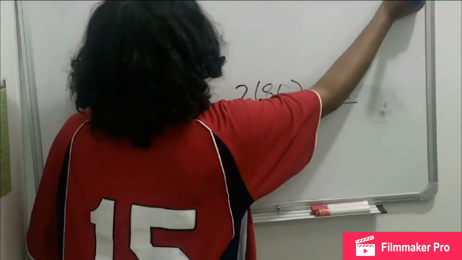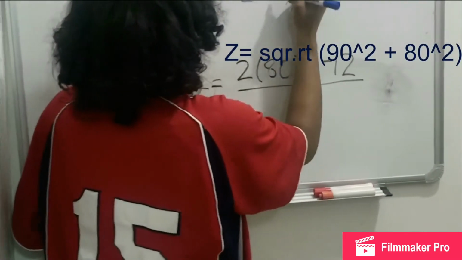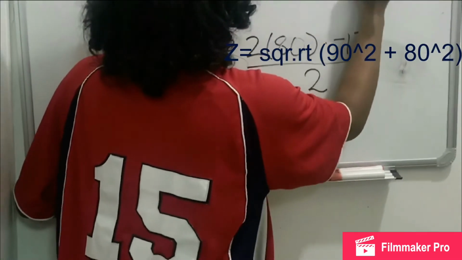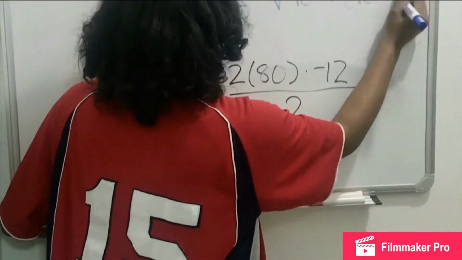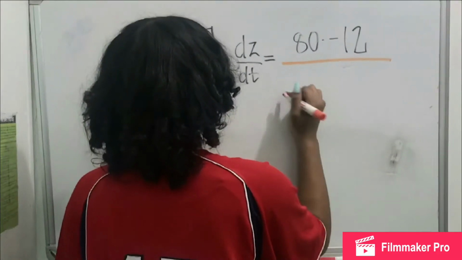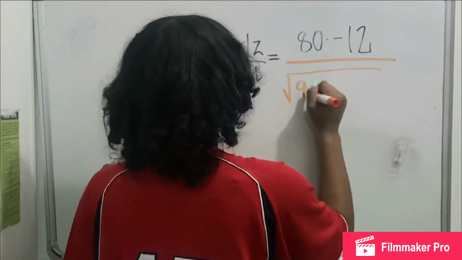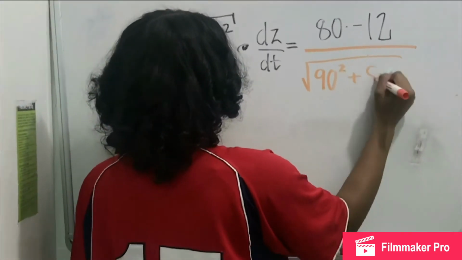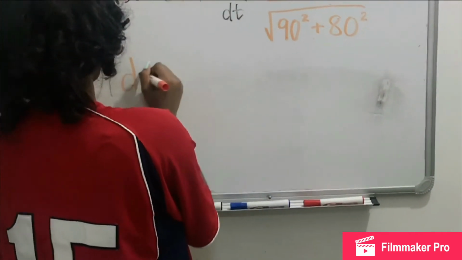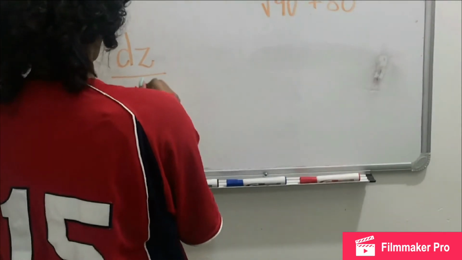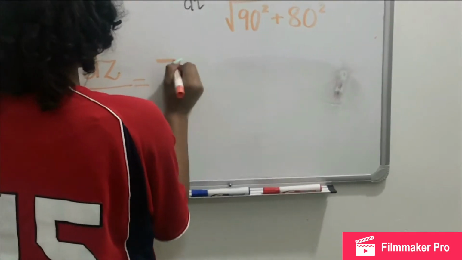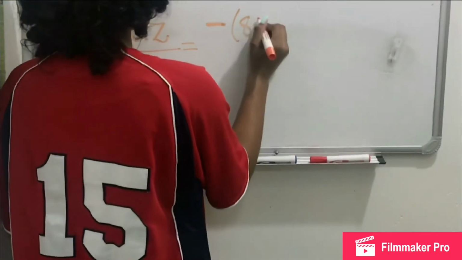So s I find by using what I had before, which was the Pythagorean theorem. And I just wrote it on the screen. I also decided to cancel out the 2's to make my life easier later on. I decided to move s to the other side by dividing it. And now I have that ds/dt is equal to negative 80 times 12 over the radical of 90 squared plus 80 squared.